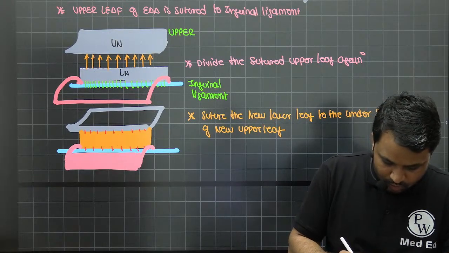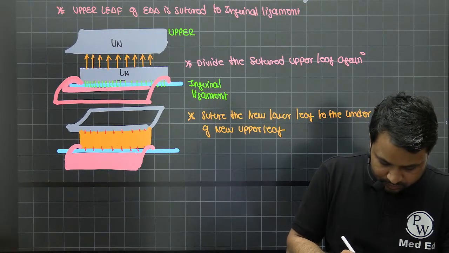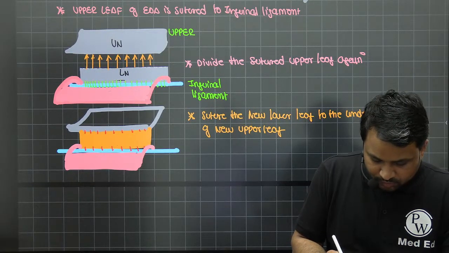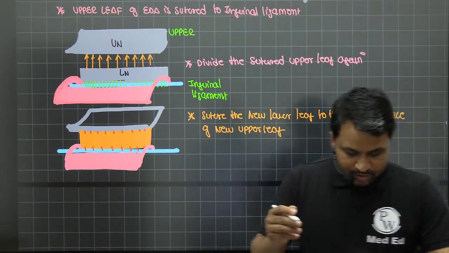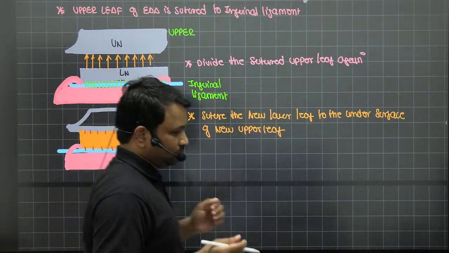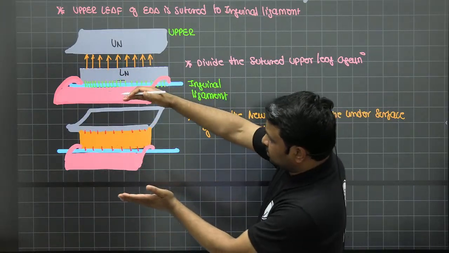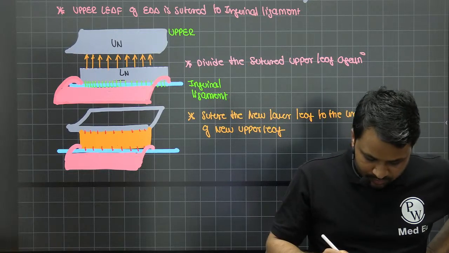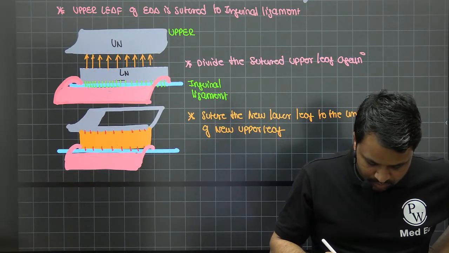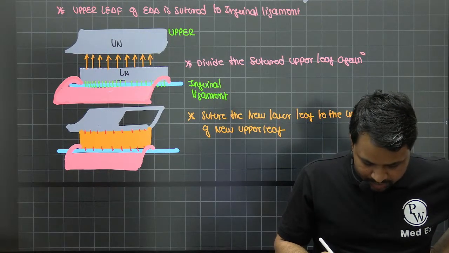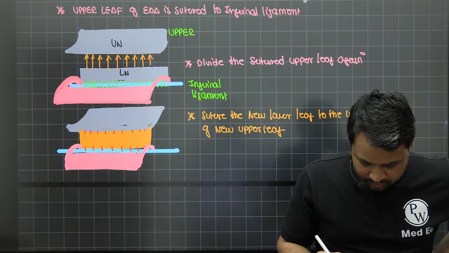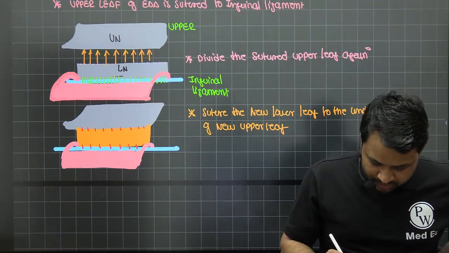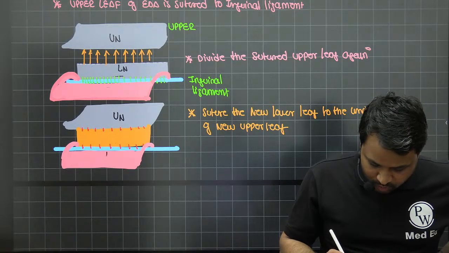This is your old lower. Now what you have to do is take this upper and this lower closer. This is your new upper that you have created. This is your new upper that we had, and this is your old lower.